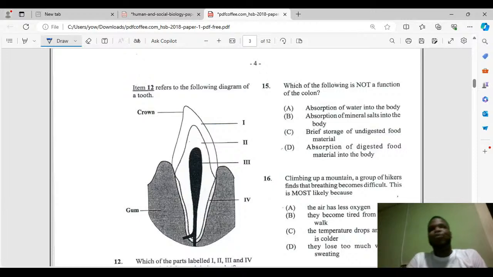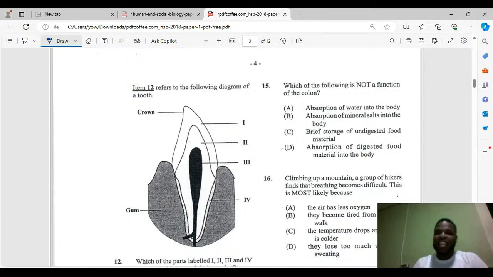So when you remove an amino group, remember that there are many chains making a protein of amino acids. So deamination is when you remove one of those groups. So amino acids are broken down. That's deamination. Next one, 15 states, which of the following is not a function of the colon?